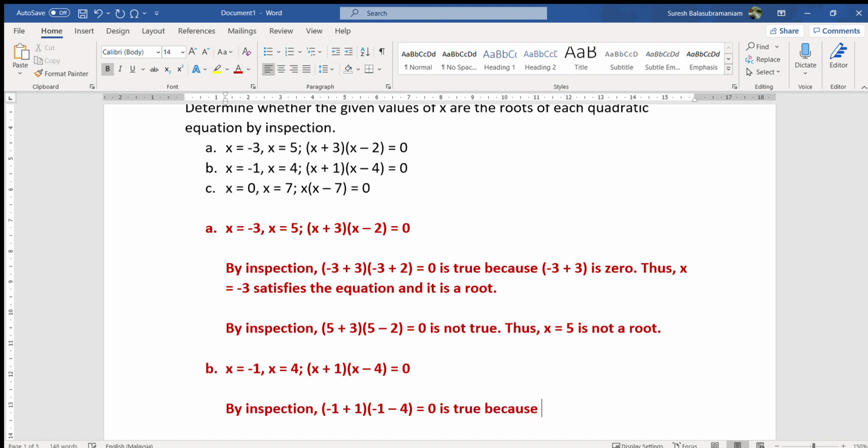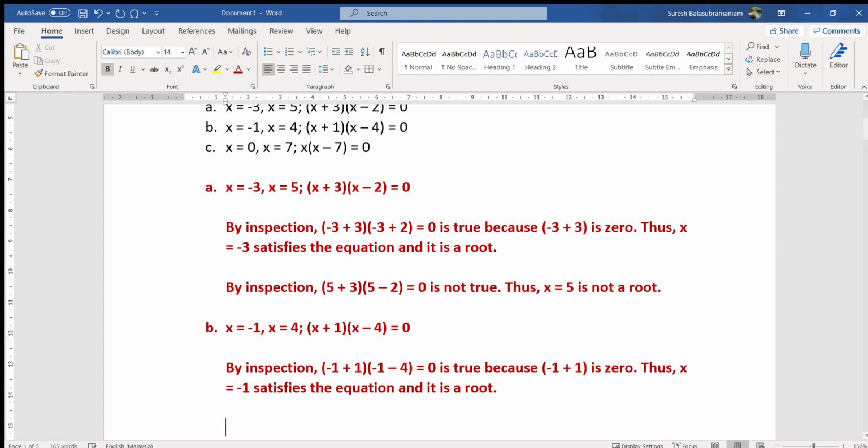Because -1 plus 1 is 0, this part of the equation, thus x equals -1 satisfies the equation and it is a root. Moving on to the next one.